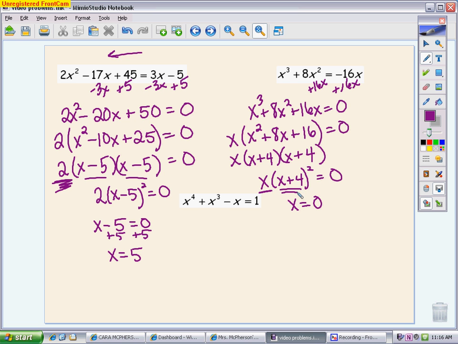I don't need to worry about it twice. I just need to know what makes x plus 4 equal to 0. Subtract 4 from both sides, so I get x equals negative 4. So I get this answer and this answer. So this one did have 2 answers.